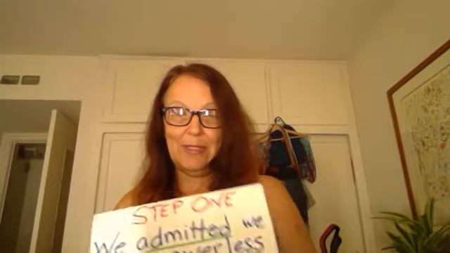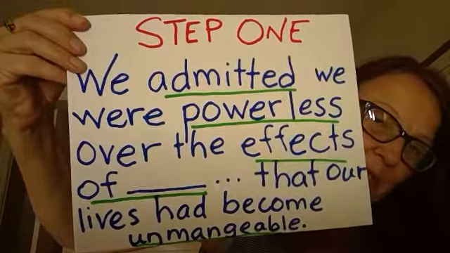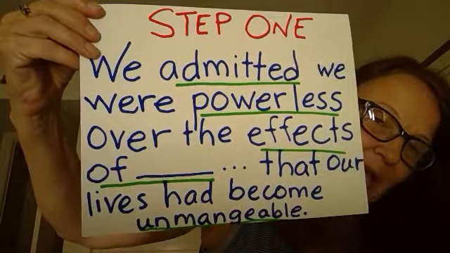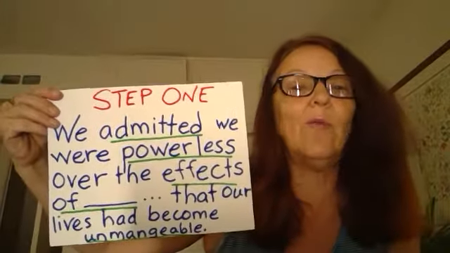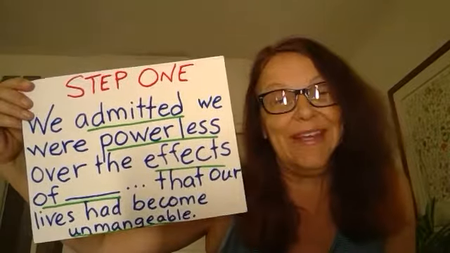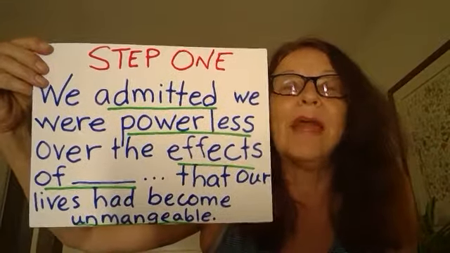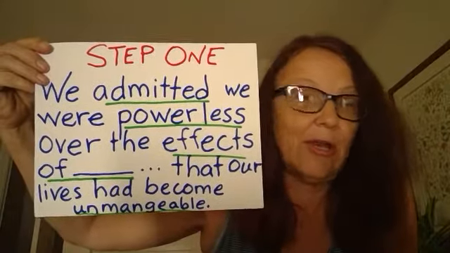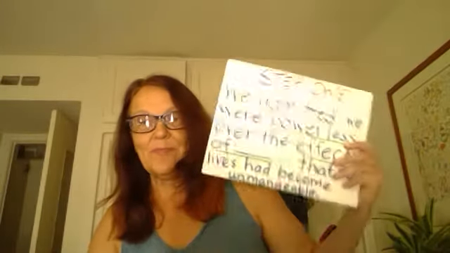So just to recap a little bit, this is step one. Okay, my very high-tech thing here. We admitted we were powerless over the effects of, and I put a blank, so it could be alcoholism, codependency, a number of things. Look at the other videos and see what you feel your family dysfunction was. Typically people put in alcoholism, and you don't have to be the person who had that. Again, it's your parents or your caregivers. It may have crossed over into your life. But anyway, our lives had become unmanageable. So you could barely read that. Unmanageable.